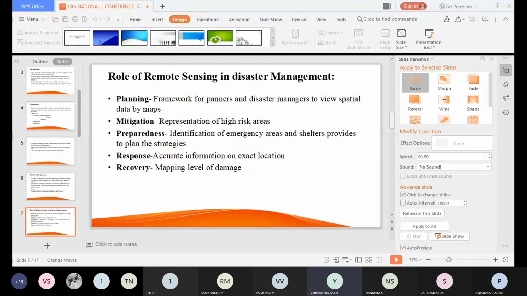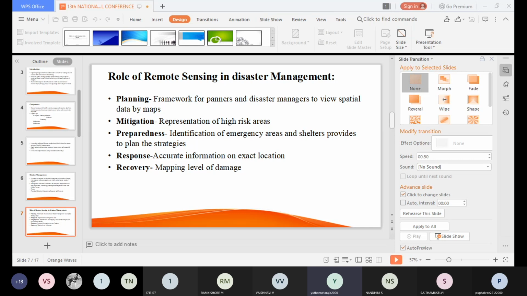Then we are moving into remote sensing's role in disaster management. Thiru already said the phases. What are they? Planning, mitigation, preparedness, response, and recovery. These phases involve the role of remote sensing. Planning is useful in helping with forward planning. It provides the information and the framework for planners and disaster managers to view spatial data by way of computer based maps. By these maps we can collect the data of the disaster place.